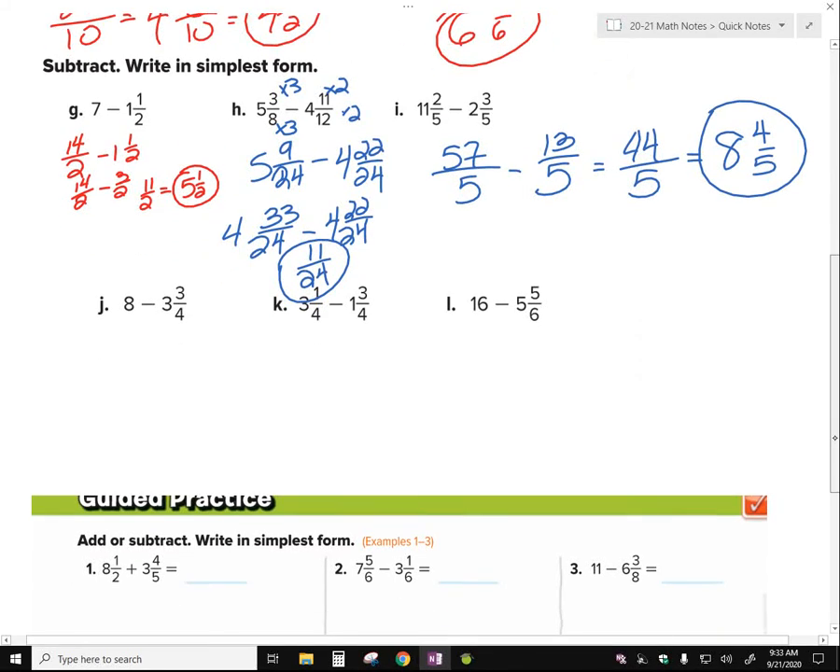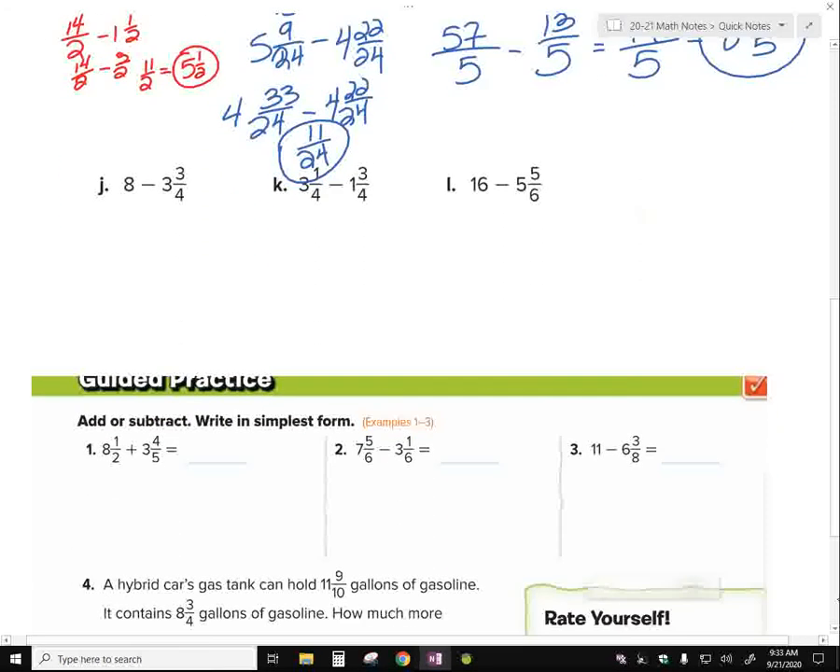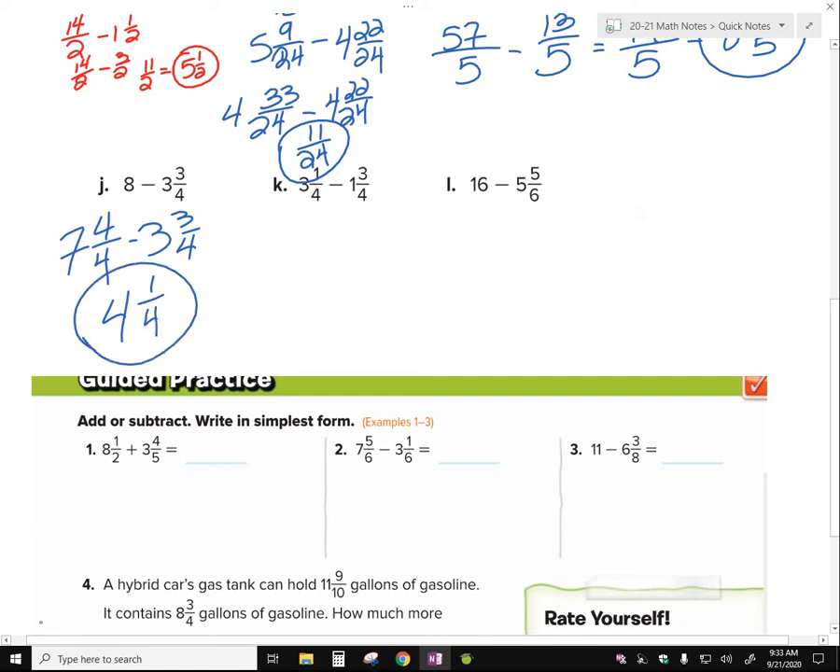So then we have 8 minus 3 3/4. I can do this two different ways. I'm going to rewrite it as being 7 4/4 minus 3 3/4, because 7 4/4 is 8. 7 minus 3 is 4. 4 minus 3 is 1, and we have 4 1/4.